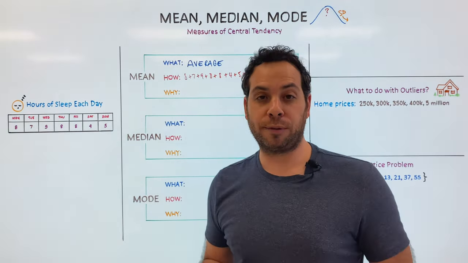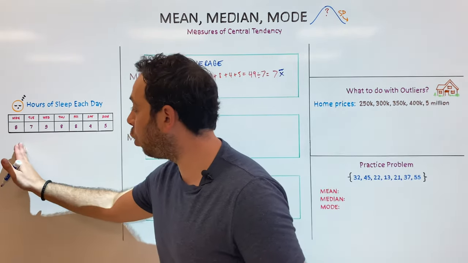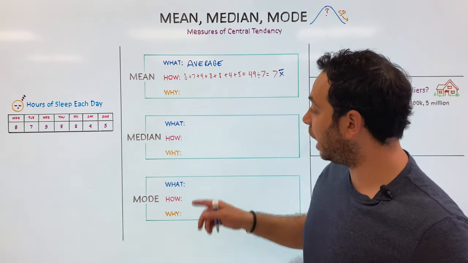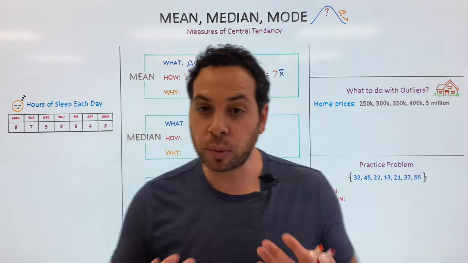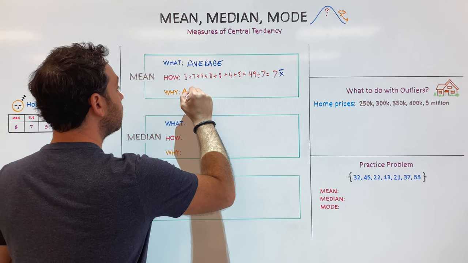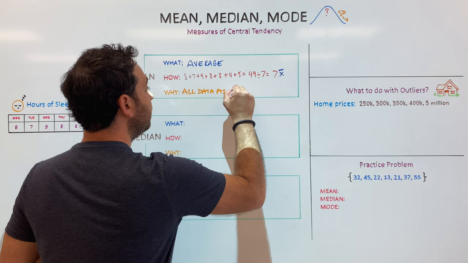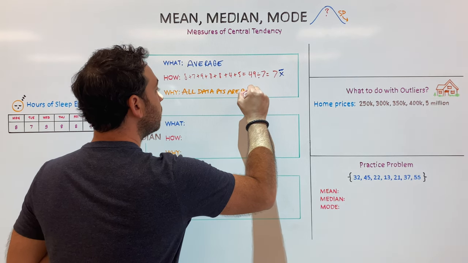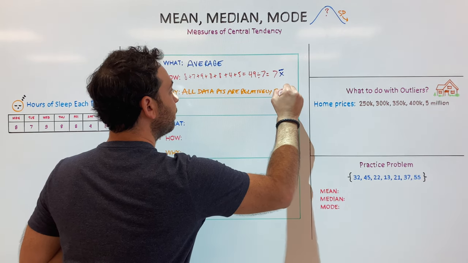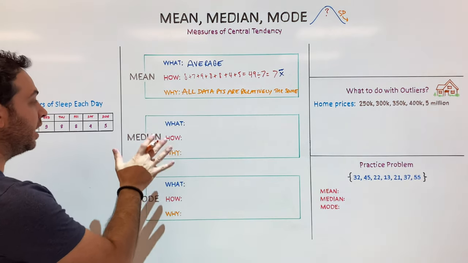If you had an outlier, for example, an outlier is a score that is so far away from each individual data point, the mean would not be the best measure of central tendency to use. And we'll talk about outliers more when we get to median. So let's write it together. Why would we use the mean? When all the data points are relatively the same.